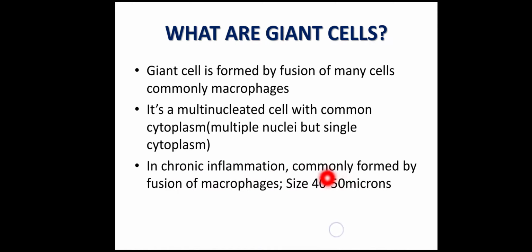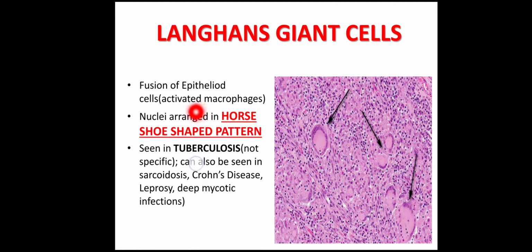So the first kind of giant cell, or the first differential diagnosis of giant cell, is Langerhans giant cell. It is formed by the fusion of epithelioid cells. So what are epithelioid cells? They are nothing but activated macrophages which are activated by the cytokines released by the T cells. So T cells cause the activation of macrophages, and when they are excessively activated, they change their shape and become epithelioid. That is, they look like the epithelial cells.